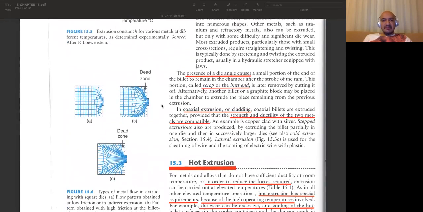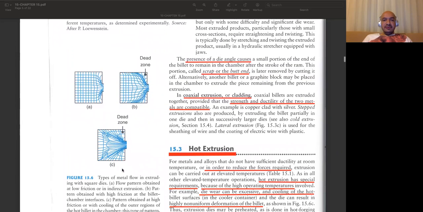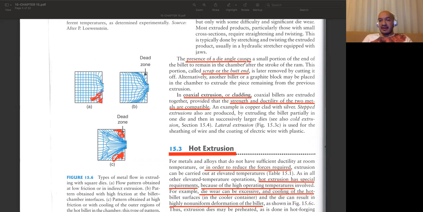And we can briefly talk about some issues, like if you do the extrusion by using, let's say, a rectangular die, then what will happen? We'll have some material accumulated around here. You cannot extrude these materials. They will not be going into the die opening, and these are called scrap or butt end, and you need to remove them once the process is over, or you may prepare a new design with such angles, so that you will not have excessive material at these corners.